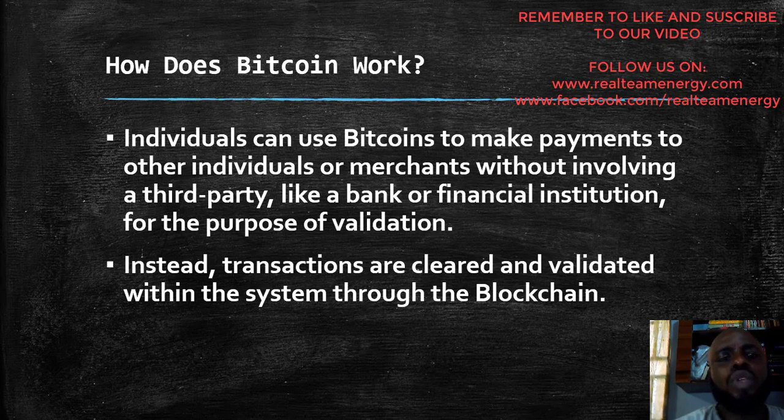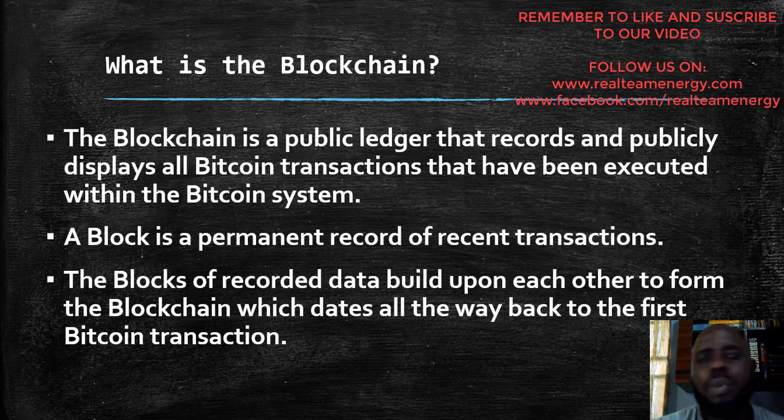Now, how does Bitcoin work? Individuals can use Bitcoin to make payments to other individuals or merchants without involving a third party like a bank or financial institution for the purpose of validation. Instead, transactions are cleared and validated within the system through the blockchain. This is how Bitcoin works. An individual can simply transfer Bitcoin from one person to another without involving a bank or a financial institution for validation. That's how Bitcoin works. What is the blockchain?